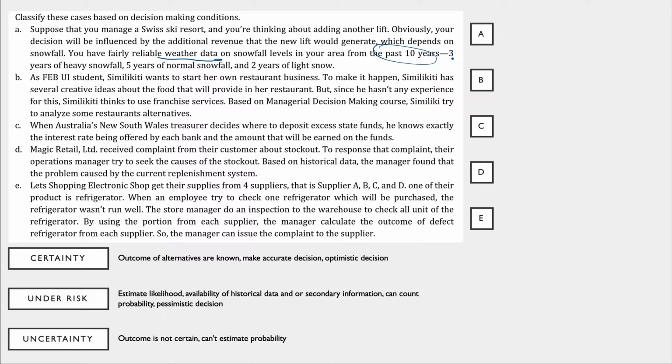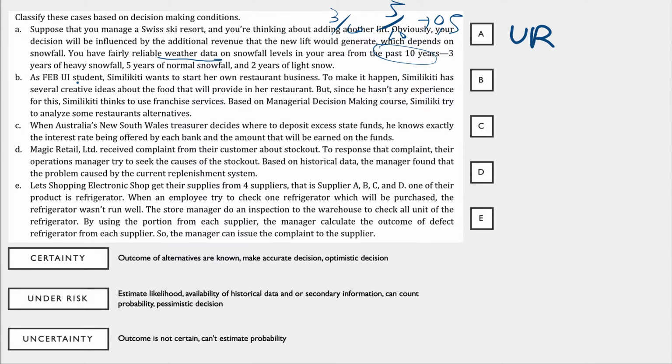So for example, 3, 5, 2: the probability for heavy snowfall will be 3 per 10. The probability of normal snowfall will be 5 divided by 10, which is half probability. Because you can actually make probability from this case, the answer to question A would be under risk.